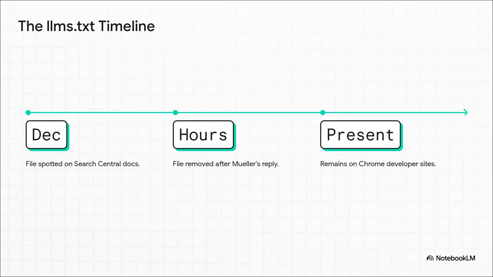Back in December, some sharp-eyed developers noticed an llms.txt file was actively hosted on Google's own Search Central developer docs. When asked about it on social media, John Mueller simply replied with, and a little skeptical text face. Turns out, an internal platform update accidentally auto-published these files across multiple Google properties. The search team clearly wasn't having it, and they yanked the file down within hours. Yet, the file stayed live on Chrome and web dev properties. It's a literal tale of two Googles.